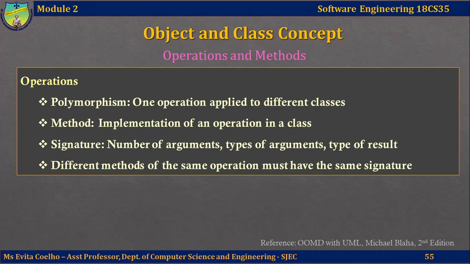But you may define certain operations which can be applicable to multiple classes. Such an operation is called polymorphic. That is, the same operation can take on different forms in different classes. A method is the implementation of an operation for one particular class.